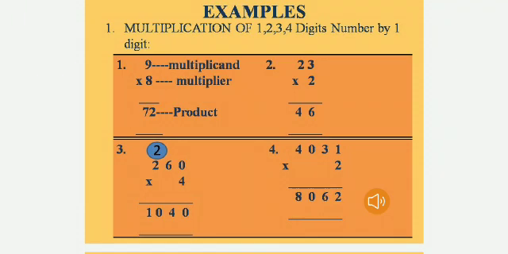As you can see on the right side, I have taken the second number. Here the multiplicand is a 2 digit number but the multiplier is only 1 digit. 23 into 2. We have to multiply from the right side. 2 threes are 6 and 2 twos are 4. So 23 into 2 is 46. 46 is the product.